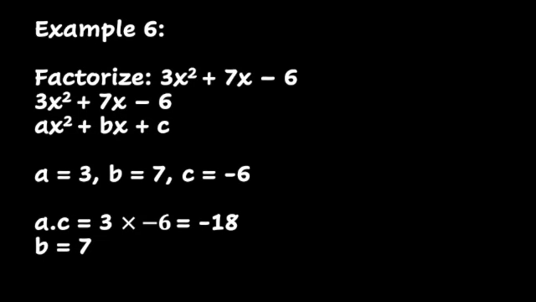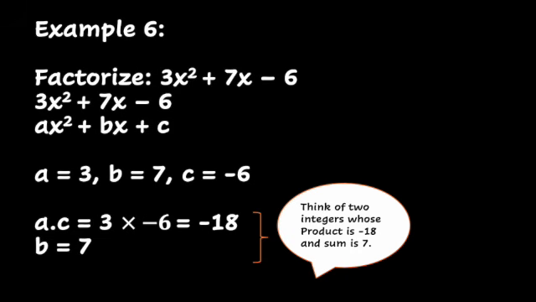In our next example, we need to factorize 3x squared plus 7x minus 6. We compare it to the general form of the polynomial, and we get a equal to 3, b equal to 7 and c equal to minus 6. Next step is to find the product of a and c and write the value of b. So a times c is minus 18 here and b is 7. Next step would be to think of two integers whose product is minus 18 and sum is 7.